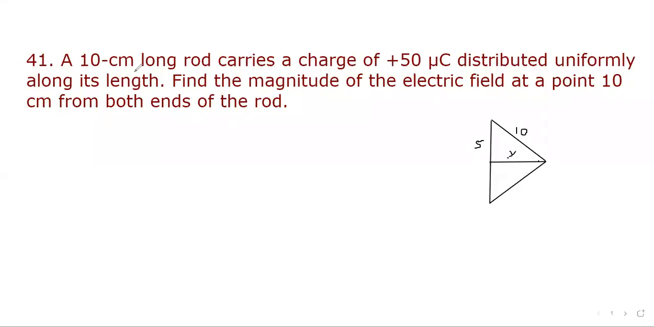Question number 41. A 10 cm long rod carries a charge of 50 microcoulomb distributed uniformly along its length. Find the magnitude of the electric field at a point 10 centimeter from both ends of the rod. Here, this is rod AB, whose length is 10 centimeter. And from the midpoint, this is the point which is 10 centimeter from both the ends.